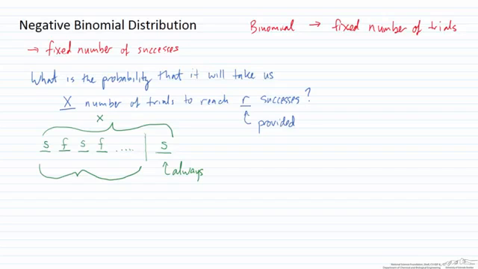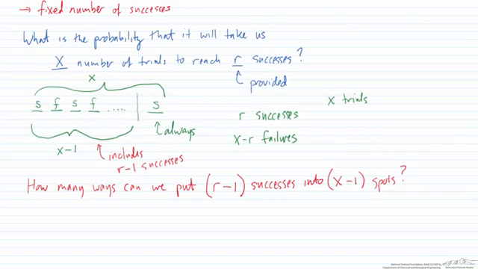Now the total number of trials excluding that last success would be X minus 1. If we have R successes and we have X trials, that means that we will always have X minus R failures. And those X minus R failures are going to be in the first part here before the last success. So to create an equation where we can calculate the probability that it will take us X trials to reach R successes, we're going to do the following analysis.